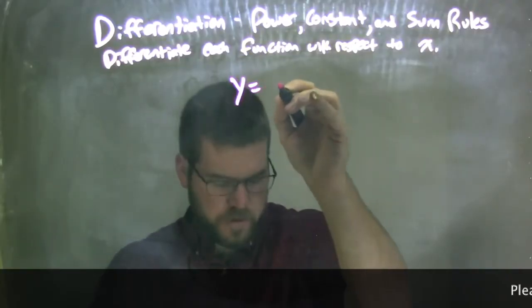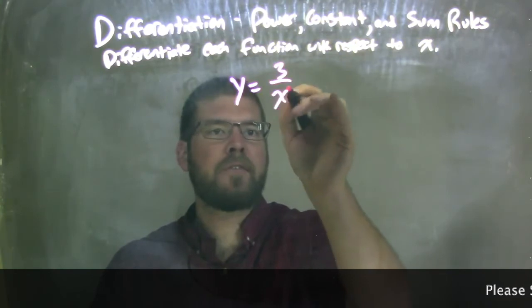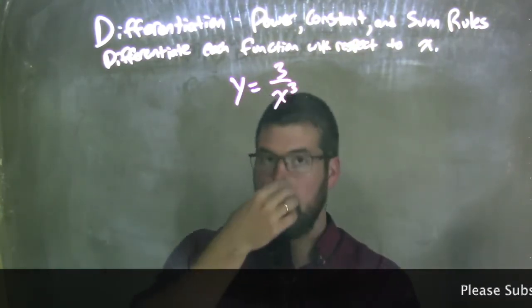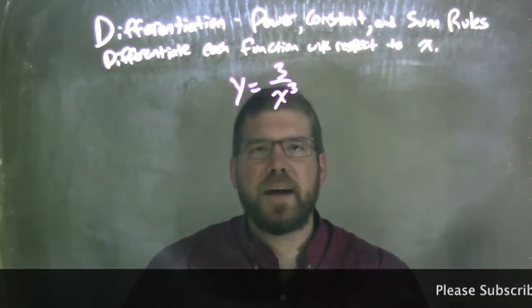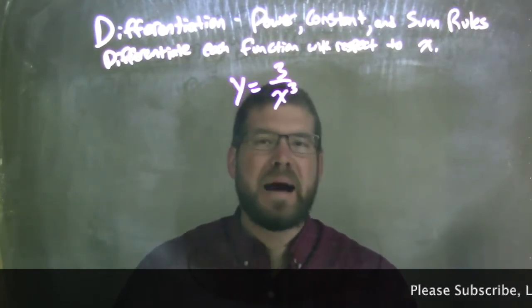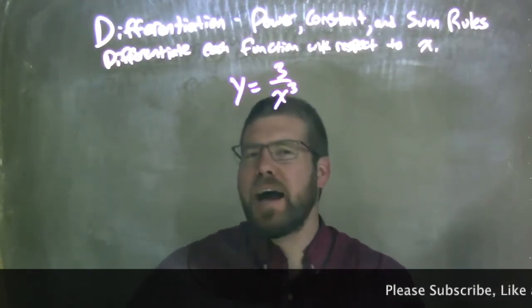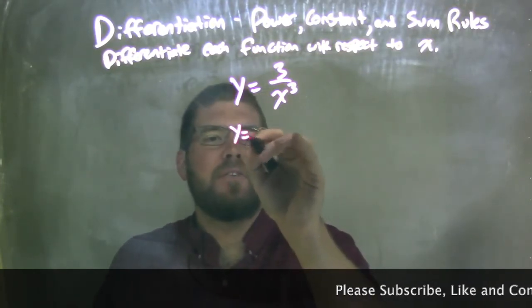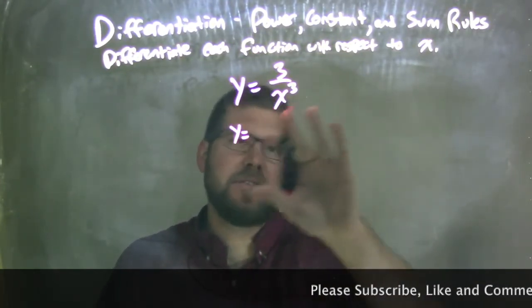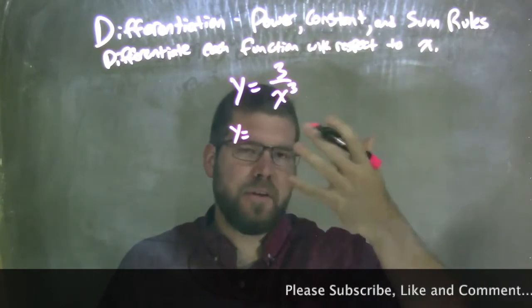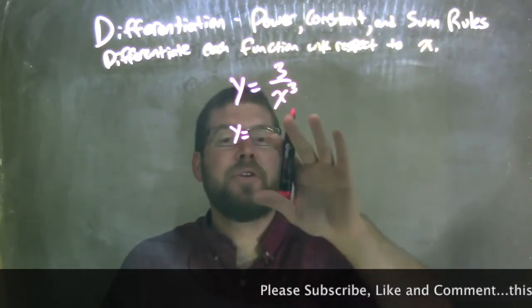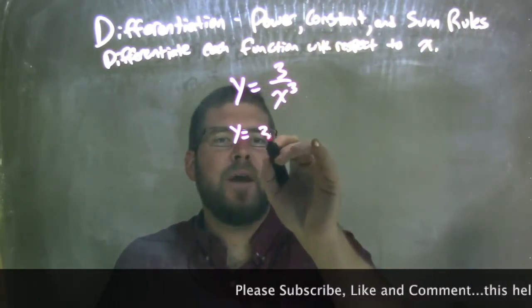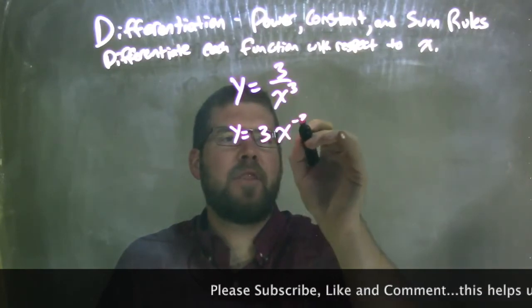Y equals 3 over x to the third power. Okay. Well, there's a few ways you can go about this. I'm going to show you one of the techniques I like to do. Before I just hop in and start deriving, I like to rewrite this function where there are no fractions if possible, or just bring all the x's, the variables, to the numerator. So to do that, I can write this as 3x to the negative third power.